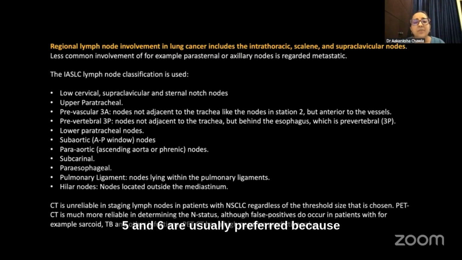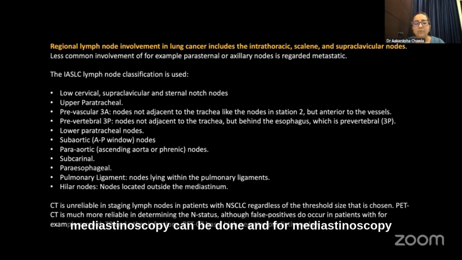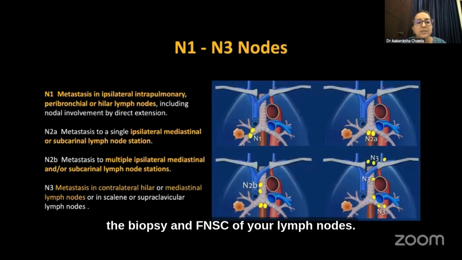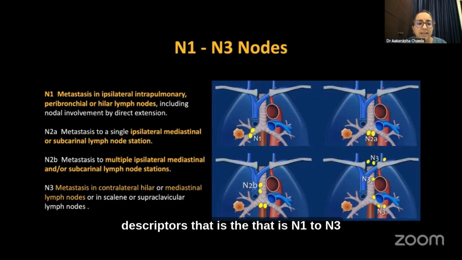Now, stations 5 and 6 are usually approached by surgeons, generally through VATS. And even mediastinoscopy can be done, and for mediastinoscopy, you can approach 2, 4, 7, and 10 stations. So different modalities are available, and depending upon your lymph node station, you can use the specific modality to do the biopsy and FNAC of your lymph nodes. Now, when we look at the N descriptors, that is N1 to N3.